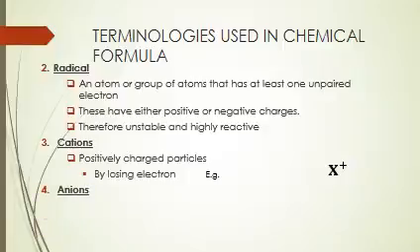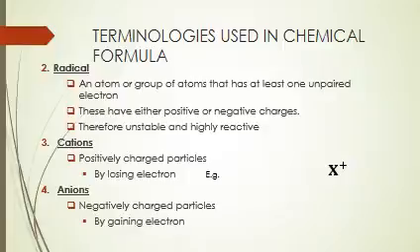Now let us look at another terminology which is known as anion. Anions are negatively charged particles. The negatively charged particles attain that form by gaining an electron. So these are some of the terminologies used in a chemical formula.